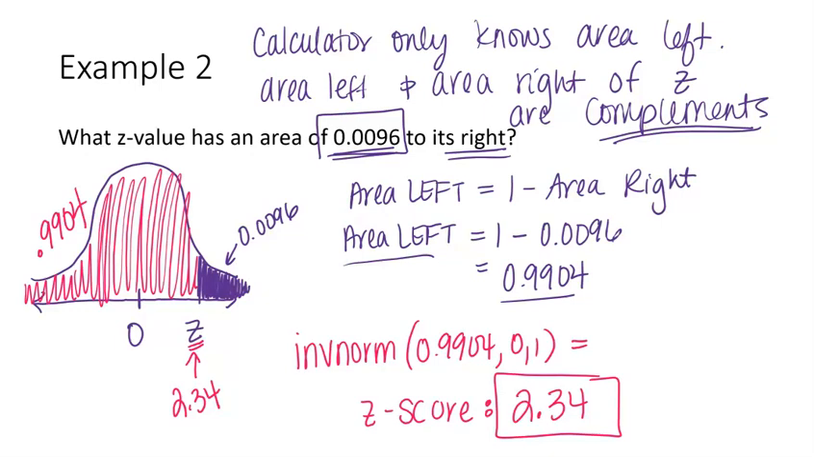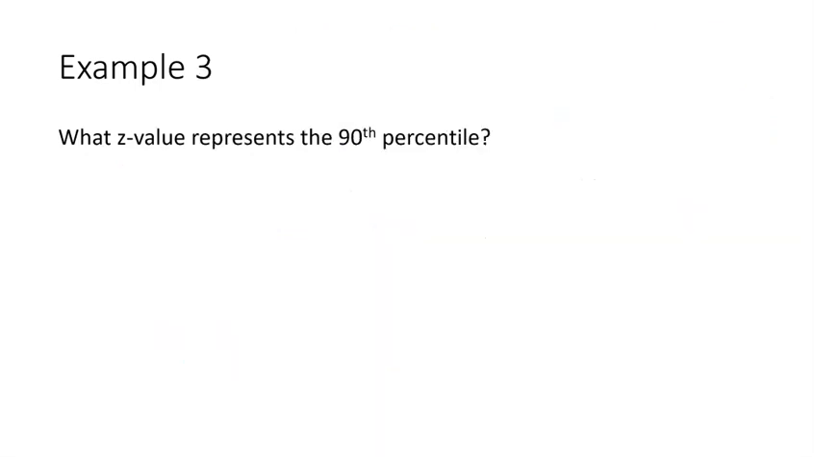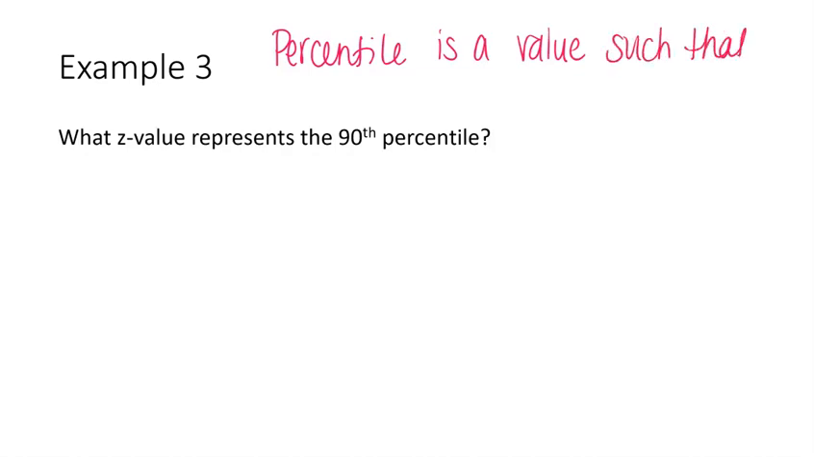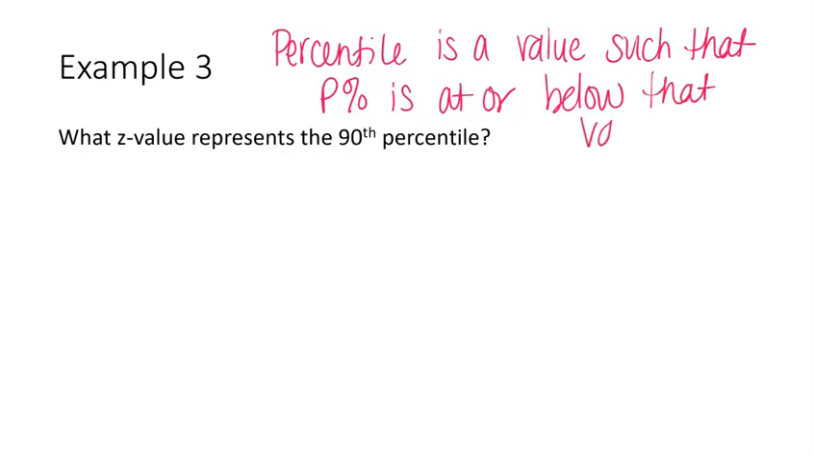Let's try bringing in some other words from some of our previous lessons. Example 3. What z-value represents the 90th percentile? Ooh, we haven't heard that for a while. Remember that the percentile is a value such that blank percent is at or below that value.